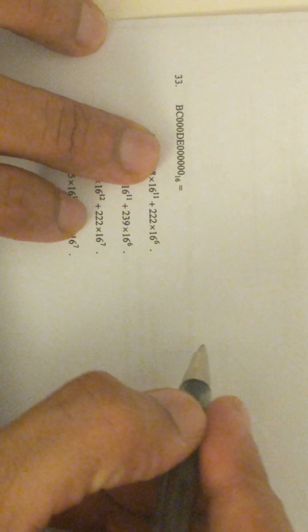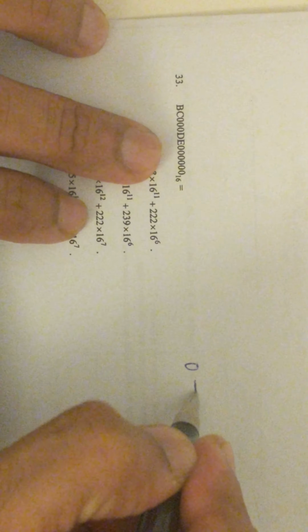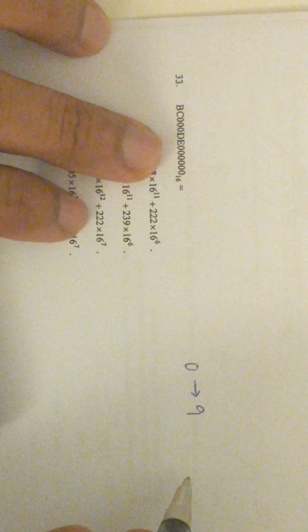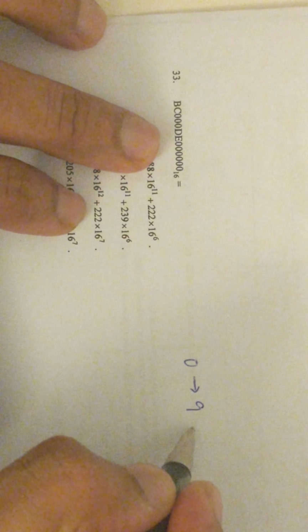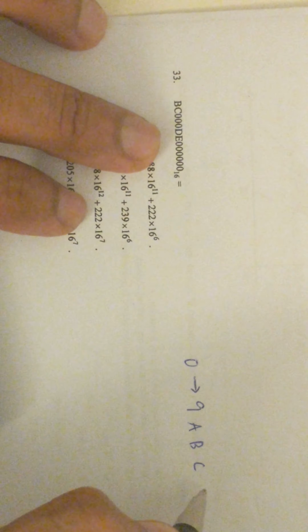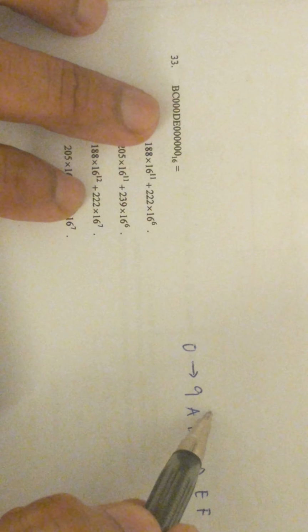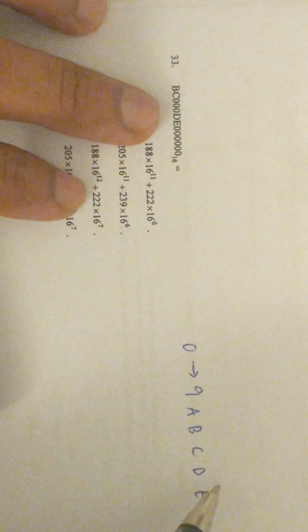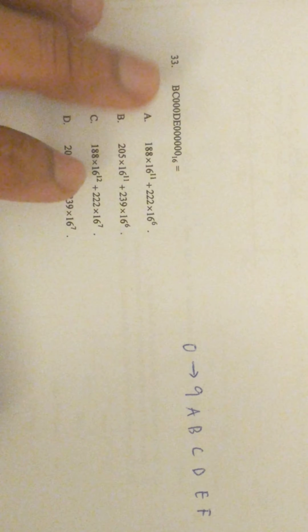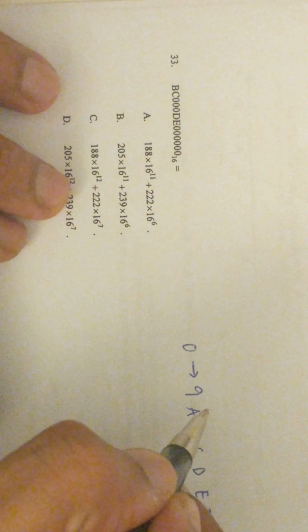So hexadecimals, we got digits from 0 to 9, and along with that we have got A, B, C, D, E and F. So what do they represent? So 9 is 9 obviously, so 10, 11, 12, 13, 14, 15. And with the 0 there's 16, so it's a hexadecimal system. So you should be remembering that.